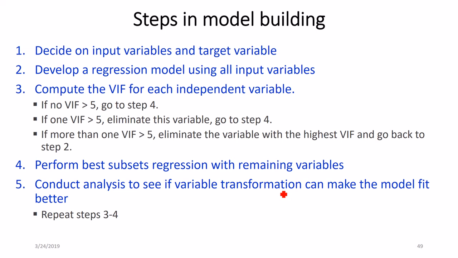If we have one VIF value greater than 5, then we eliminate the variable and go to step 4 to perform regression with the remaining variables. If we get more than one VIF value greater than 5, then we eliminate the variable with the highest VIF value and then go back to step 2 to redevelop a regression model. In step 5, we conduct an analysis to see if some transformations can make the model fit better. Note that we need to repeat steps 3 and 4 as well because we have new transformed variables in here.